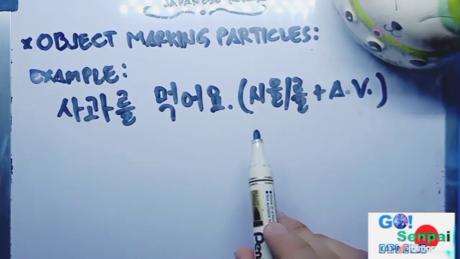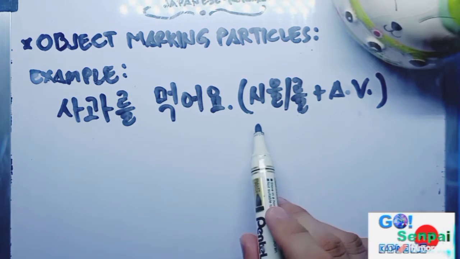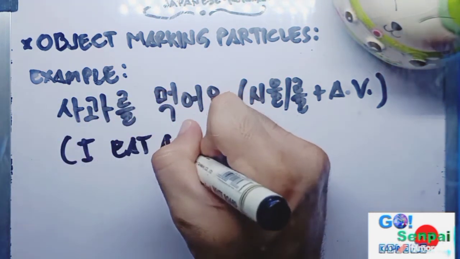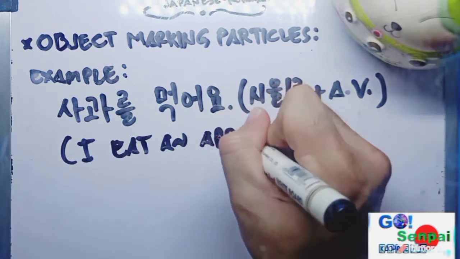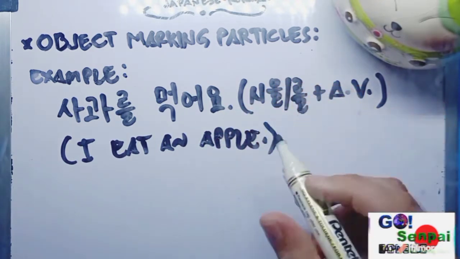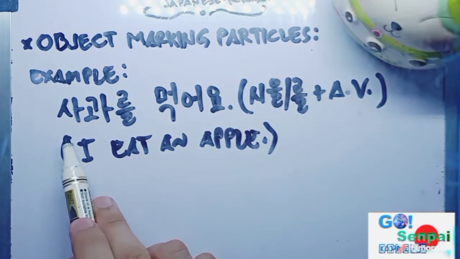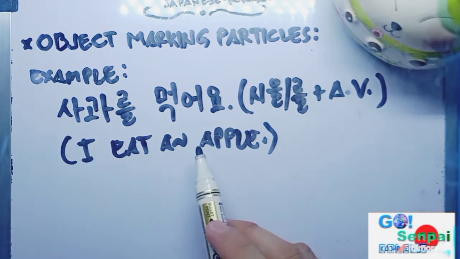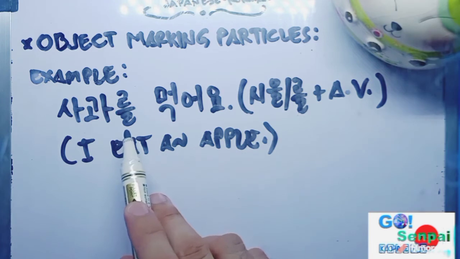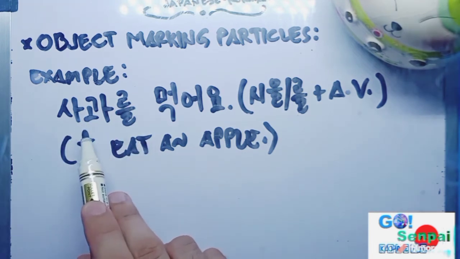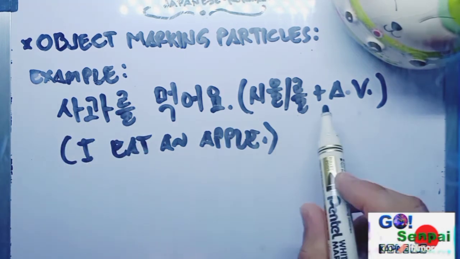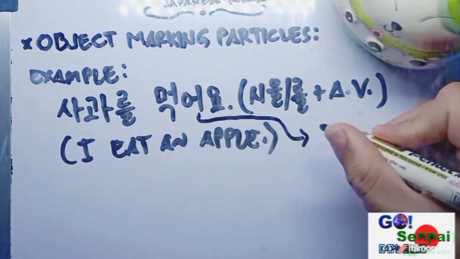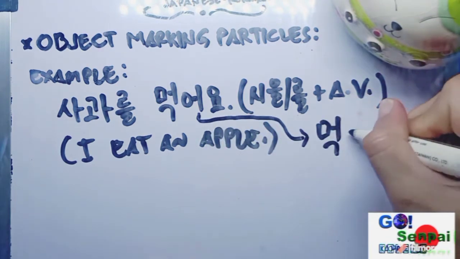We have here 사과를 먹어요. I eat an apple. You know already that 사과 is going to be the object of our verb, because of the 를 attached after the noun. Our action verb here is 먹어요. Base form is 먹다, or to eat.